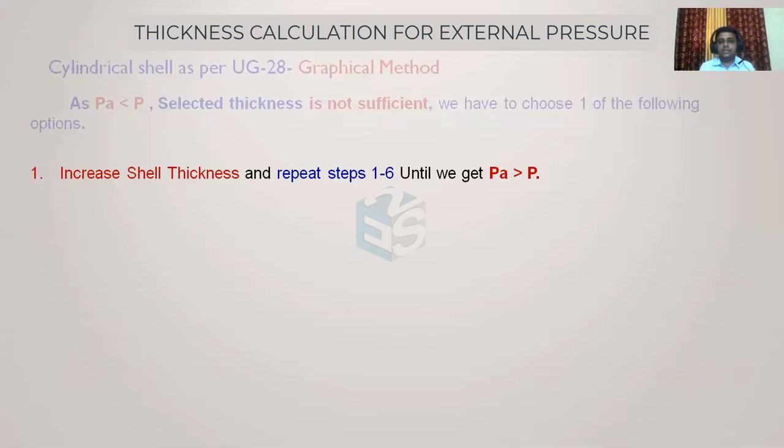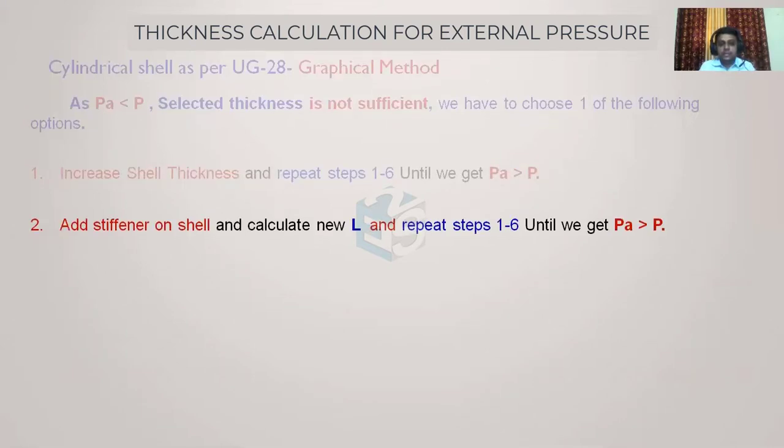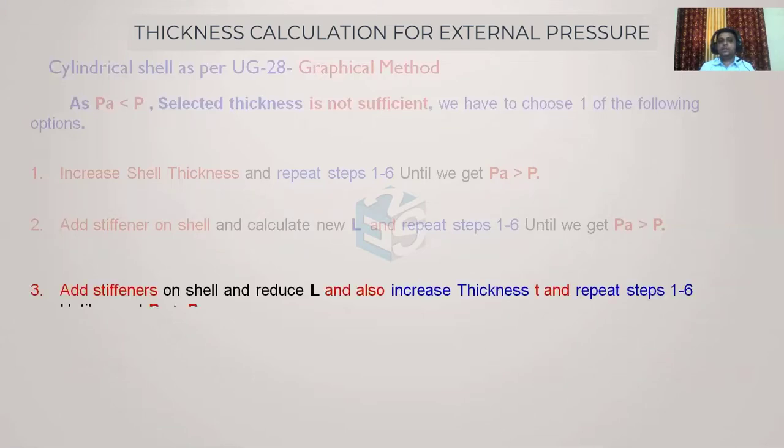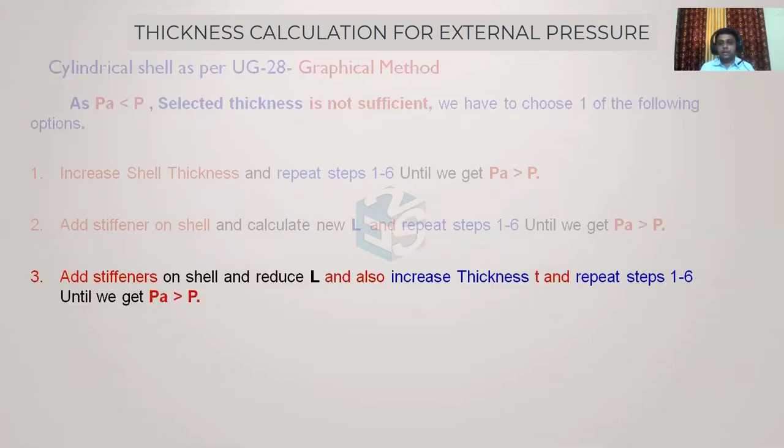So increasing shell thickness is one option. Then we can employ a stiffener. We can add one stiffener or a number of stiffeners to reduce the length and hence the L by DO ratio, and because of that factor A is increased, so factor B will increase, and hence the allowable pressure will also increase. So cutting down the length with the help of stiffeners is option 2. We add the stiffeners and again check the allowable pressure, and if it is more than the design, then our design is safe. The third option could be a combination of both, where we add a few stiffeners and also increase the thickness of the shell.